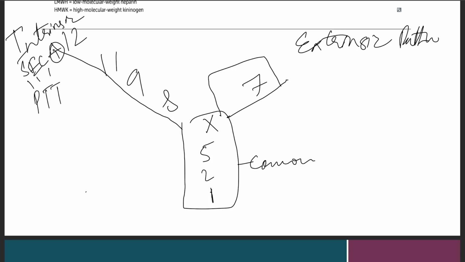And extrinsic pathway is stimulated by tissue thromboplastin, and that's going to stimulate your factor 7. How can we check the extrinsic factors if they're working or not? PT, 2 alphabets.